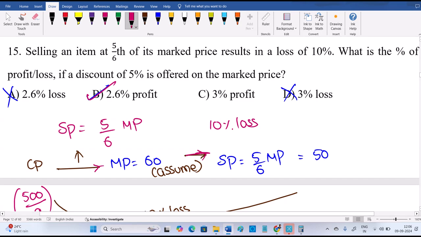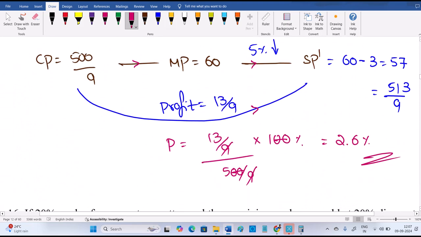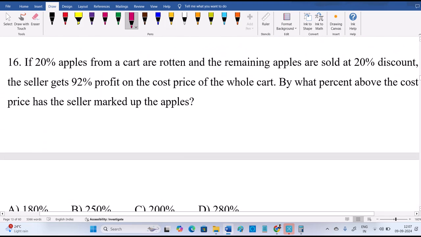Typical question, right? So here they're given in a different style. See the 16th one.